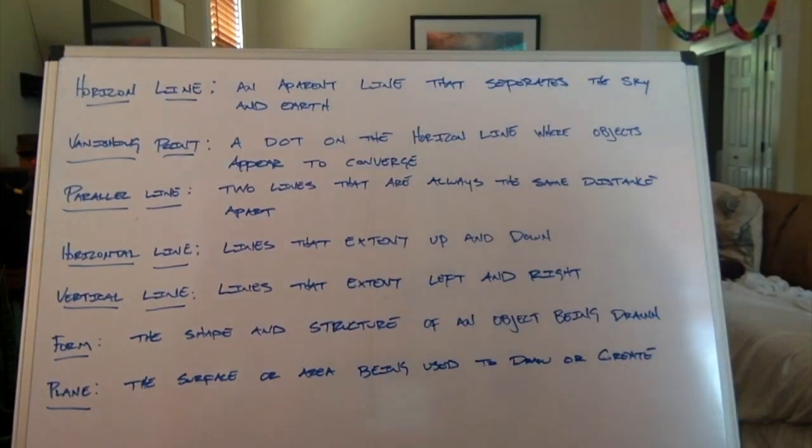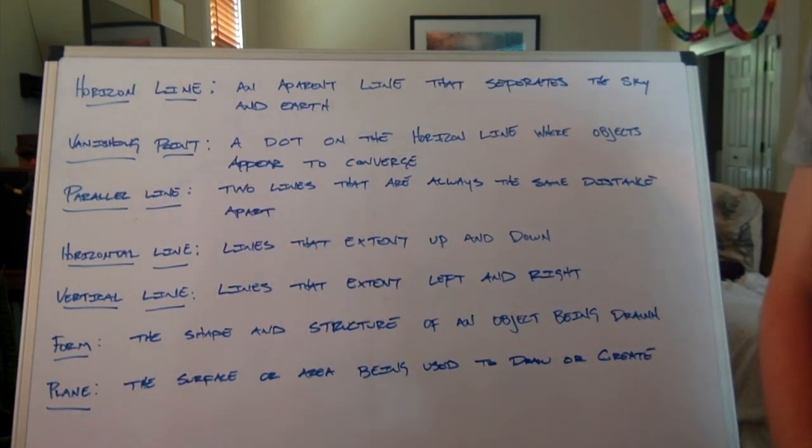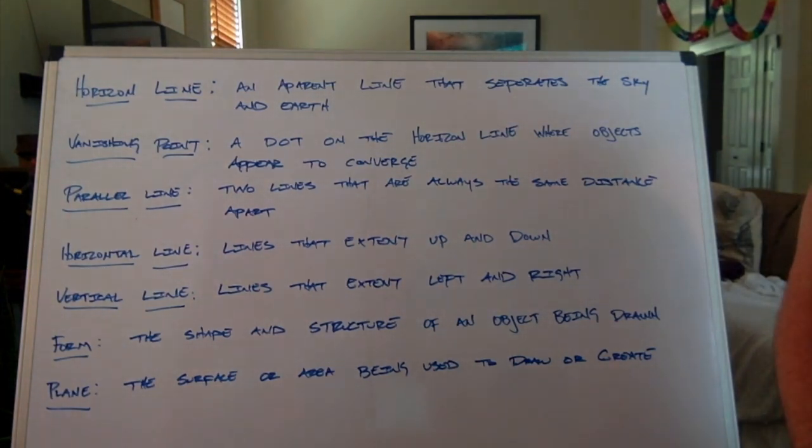First word is horizon line. Horizon line is written right at the top. The horizon line is an apparent line that separates the sky and the earth. So if you were to look out your window and you could see off in the distance, as far as you could see, the point where the sky meets the ground is called the horizon line. Some people also refer to it as the skyline.